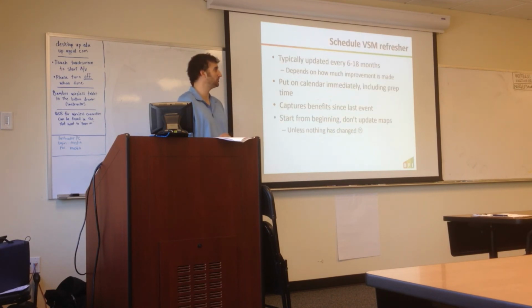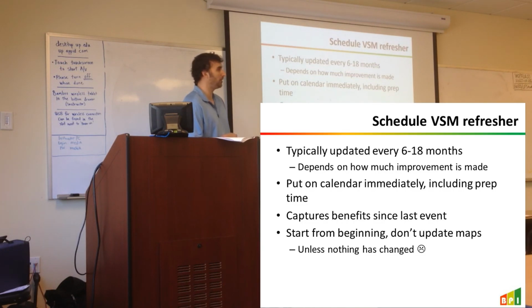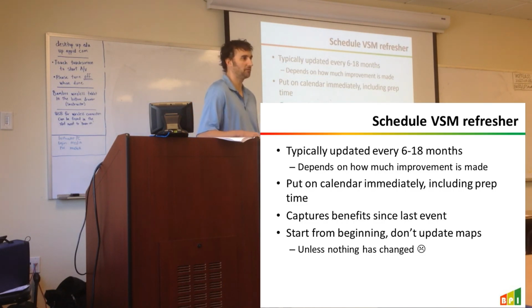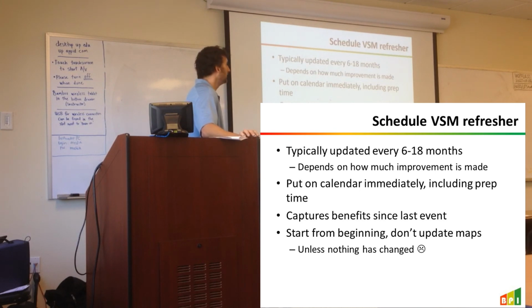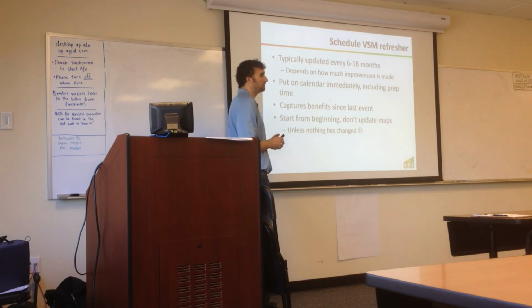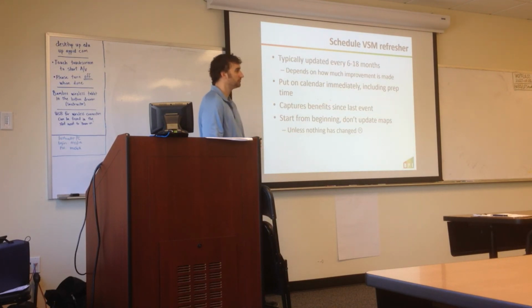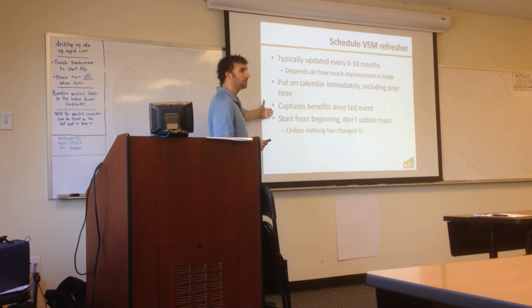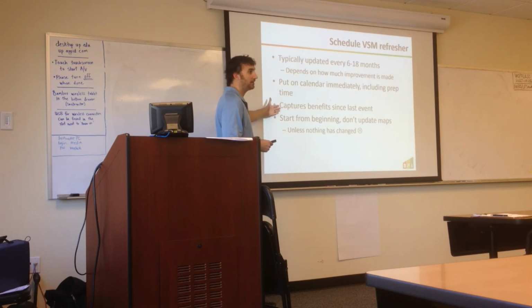And then have a refresher scheduled. Probably more on the 12 to 18 months is what I've seen in terms of having a refresher updated value stream map. And I would actually go back through and recreate it. Some people take the old one and update it, but you can use that as a reference, but I would actually go through the exercise of recreating each. You're going to have different people involved, and things are going to change, and you don't want to just assume that that's the same as it was. And actually, I would schedule it ahead of time, and then build in some prep time ahead of there too. And then that allows you to capture the benefits from the last event, what's actually gotten better.